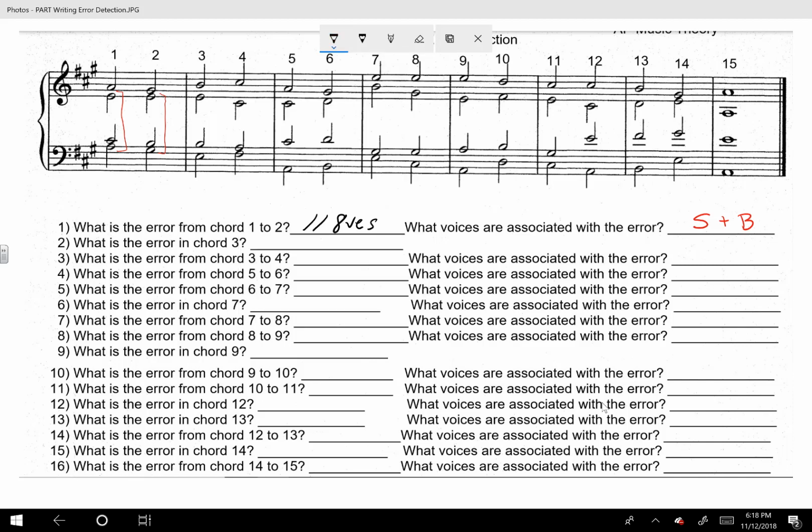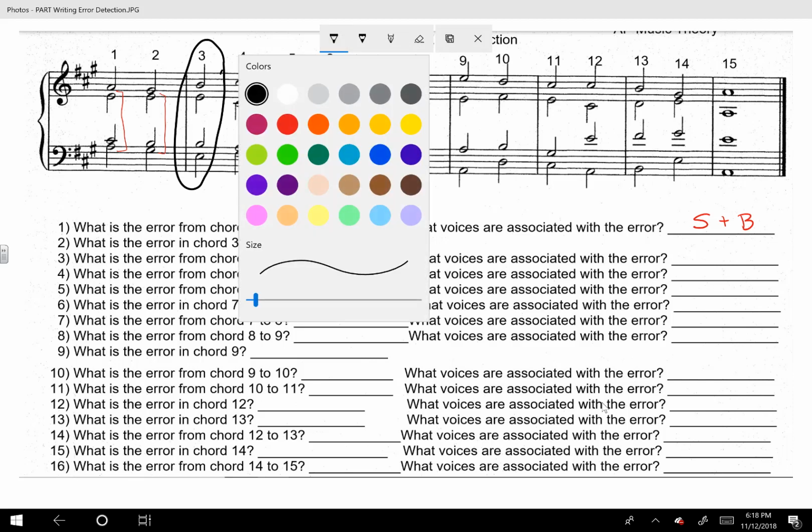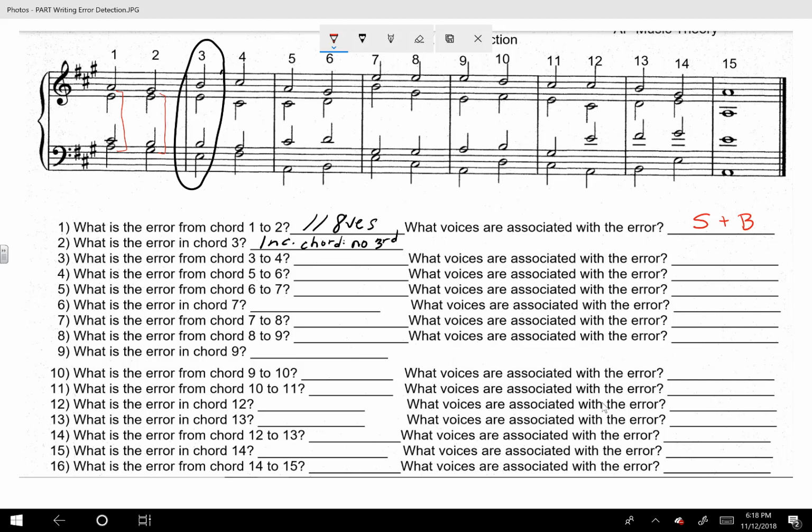Moving on, number 2, what is the error in chord 3? Here's chord 3, and hopefully you realized that it's an incomplete chord. There is no third. If you look carefully, we have a root, and 2/5.